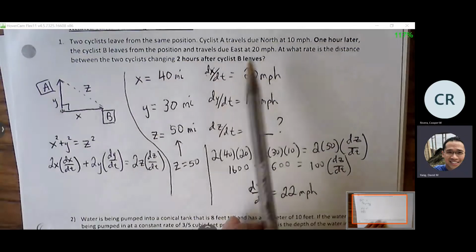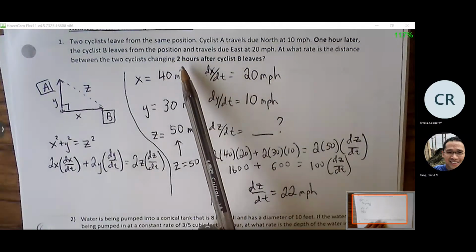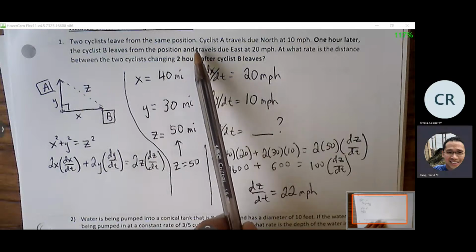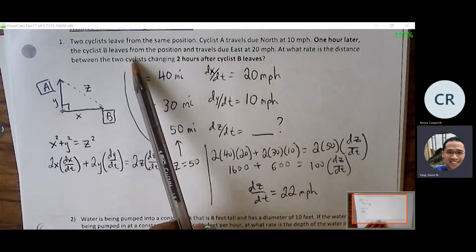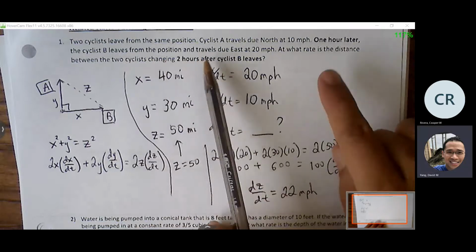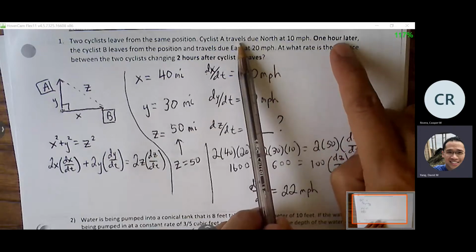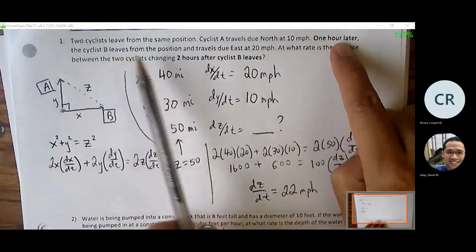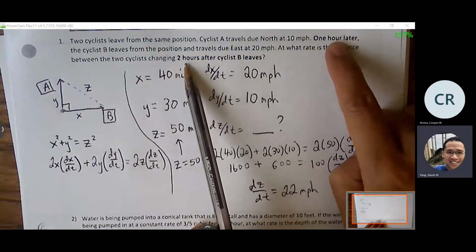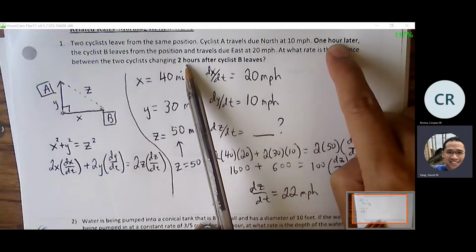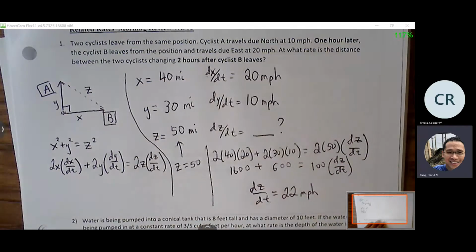The reason why is because cyclist A is going to start riding, and then an hour later, cyclist B is going to leave. And then 2 hours after that, if you count that up, cyclist A would have been going for 3 hours. We were riding for 3 hours. Okay, everybody okay? All right, number 2.